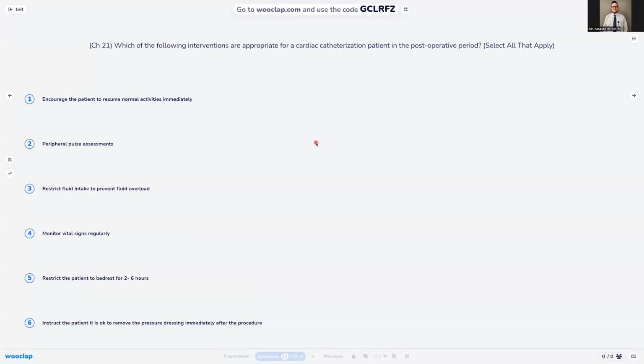So which of the following interventions is appropriate for a cardiac patient in the post-operative period? Select all that apply. I'll give you a second to look over these again. Pause the video if you want to answer these.